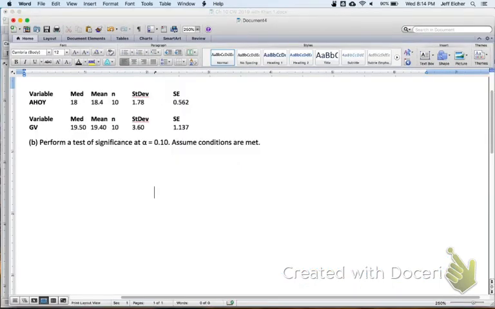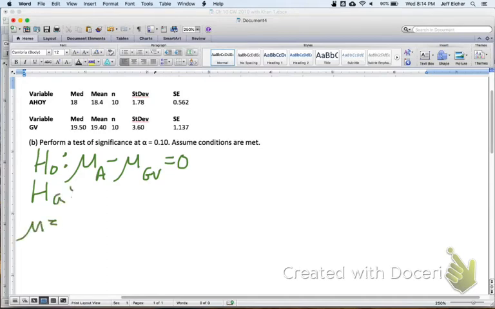All right, I'm ready now. I have the summary statistics and the question on a separate page to give myself a little writing room. So to perform a test of significance, first step, we have our hypotheses. Our null hypothesis would be mu Ahoy minus mu Great Value equals 0. That would mean where mu is the mean number of chocolate chips in a cookie for each brand.